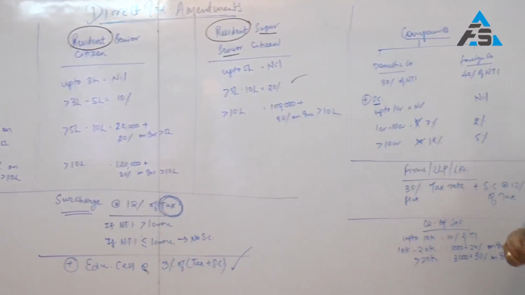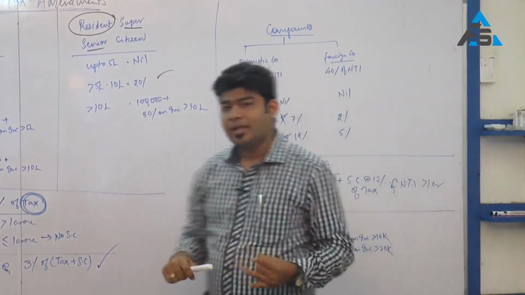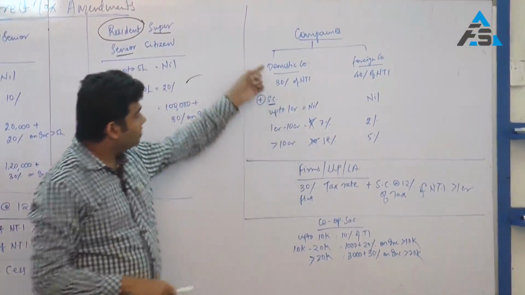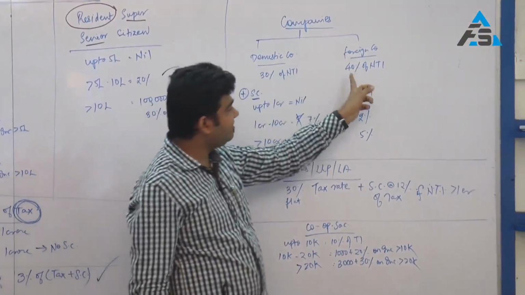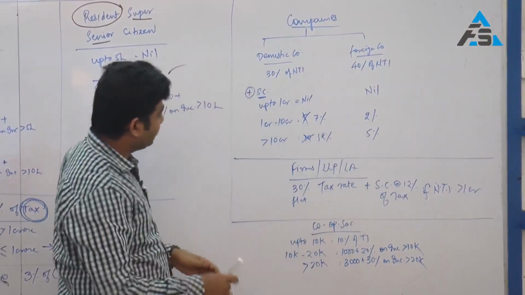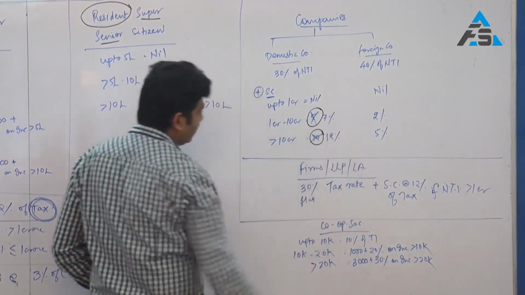Moving on to other entities, companies. Companies are divided into two parts, domestic company and foreign company. For domestic company, flat rate 30% of net taxable income. Foreign company, flat rate 40% of net taxable income. Change here, amendment here is in surcharge.